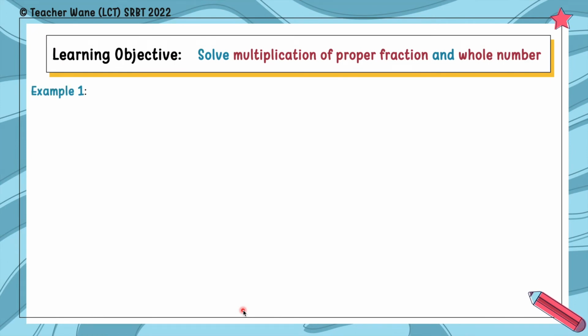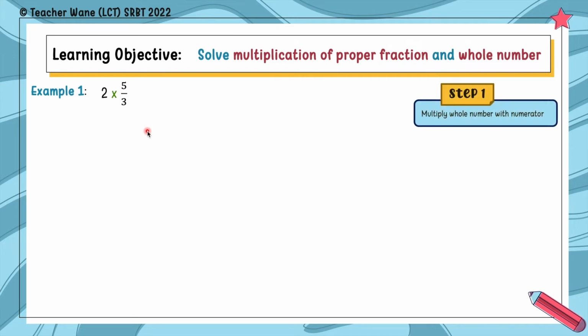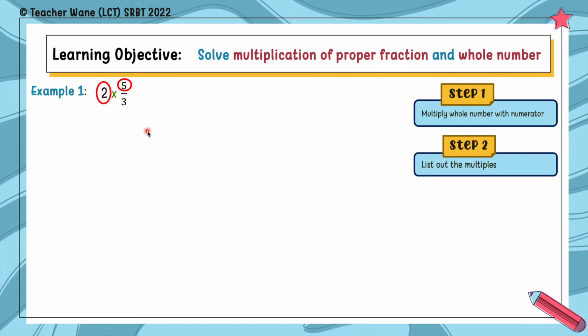Okay, so let's look at example 1. We have here 2 multiply 5 out of 3. So what is my step number 1? We need to multiply the whole number with the numerator. So the whole number is digit 2, the numerator is digit 5. So what is 2 times 5? You need to list out the multiples if this is necessary. If you already know your multiples or multiplication table, then you can straight away say what is 2 times 5, alright? So 2 times 5, the fifth multiple, the answer is 10.